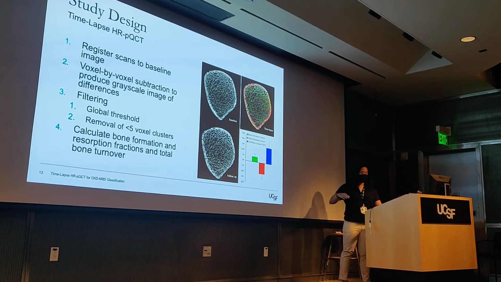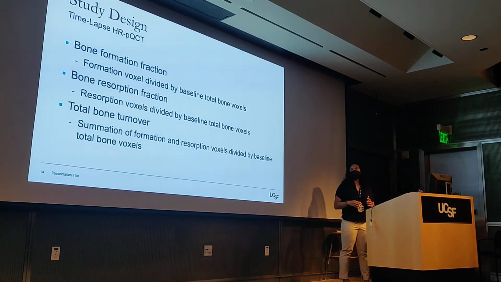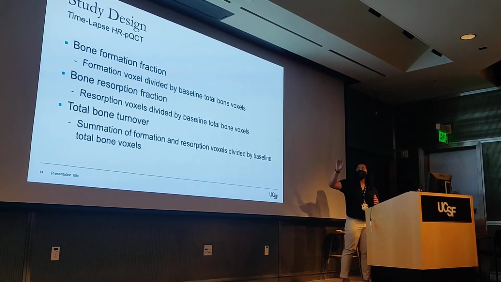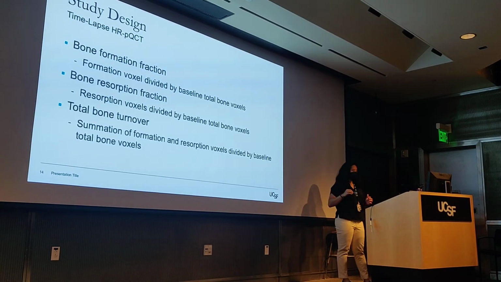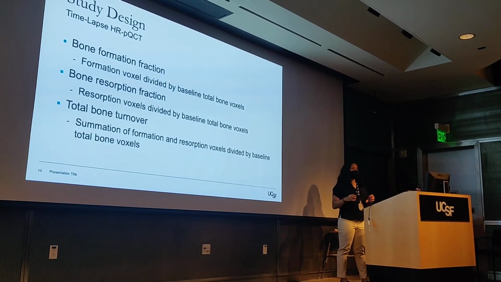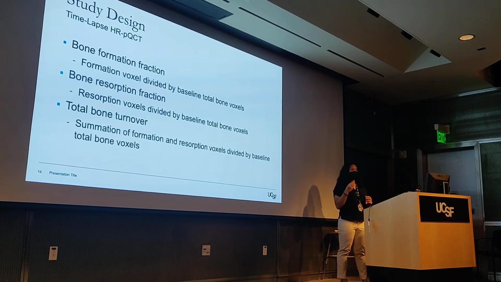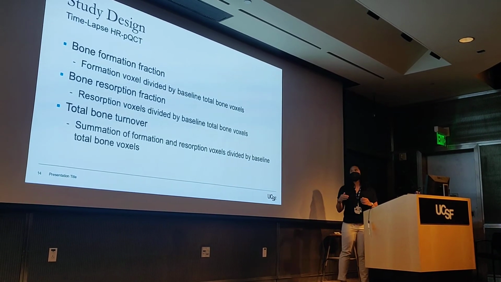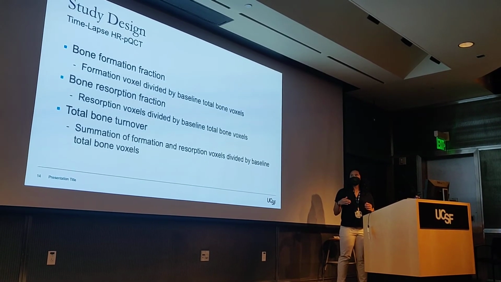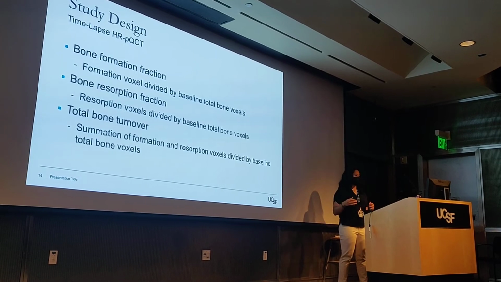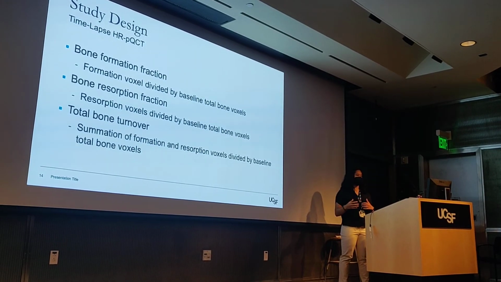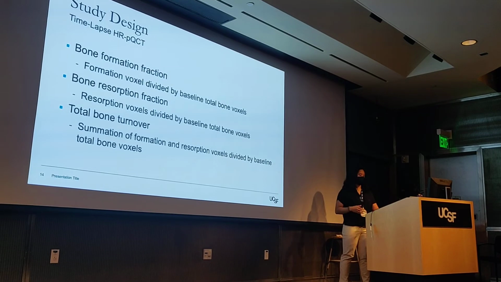I list them here, but it's a little easier to see on this slide. We're looking at the bone formation fraction, which is all the voxels that are denoted as bone formation divided by the baseline total bone voxels. We're doing a similar thing for the resorption, and then total bone turnover is just a summation of those 2 fractions.